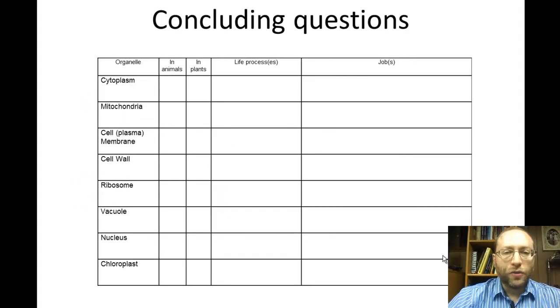And here are these concluding questions. If you go back, you should be able to see all the information that you need in order to fill this out. While I haven't told you what the life processes are, you need to look back in your notes from class today and identify which it is. I didn't give you explicitly what they are in the vodcast, but you should be able to figure this out from what I've said. And the jobs I basically said, and where you see in animals and in plants, you just have to check it. If it's found in animals, check it. If it's found in plants, check it.